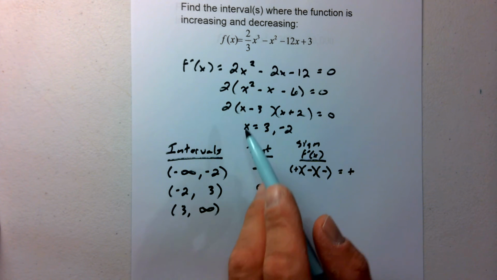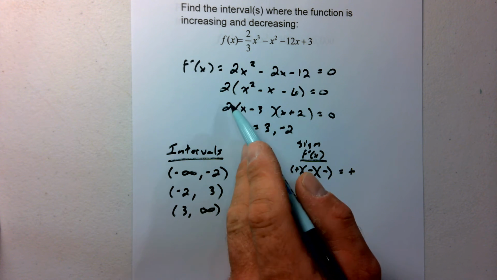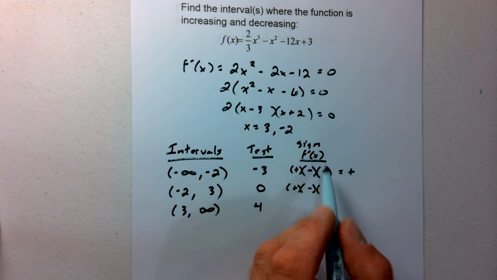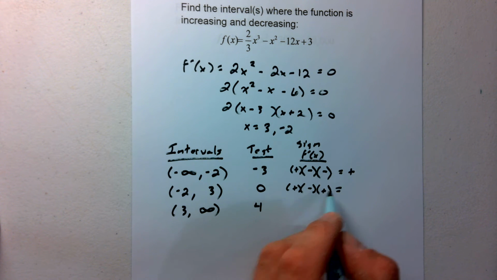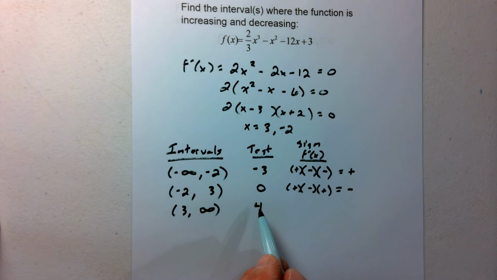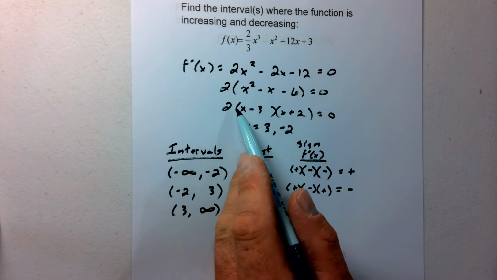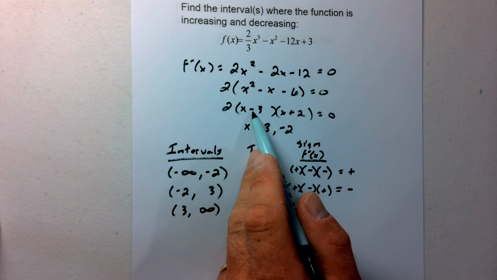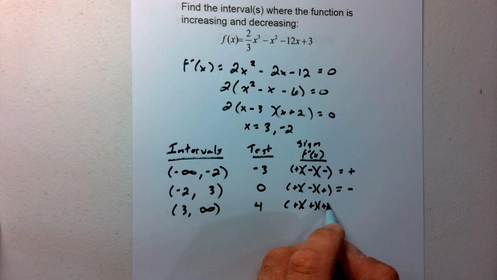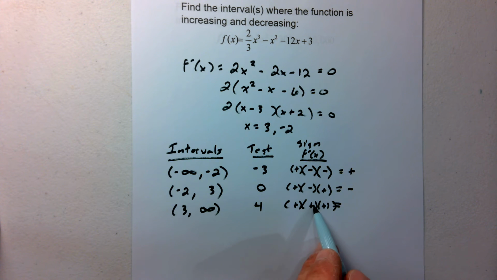If I take 0 and plug it in for my x's, again, that 2 is always positive. 0 minus 3 is a negative value, and 0 plus 2 is a positive value. So I have a positive times a negative times a positive, which is negative. And if I plug in 4, I get a positive times a positive times a positive, which is a positive.